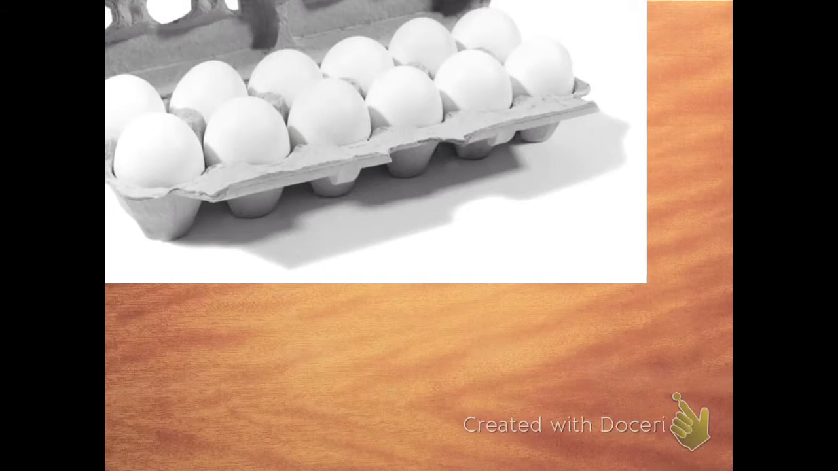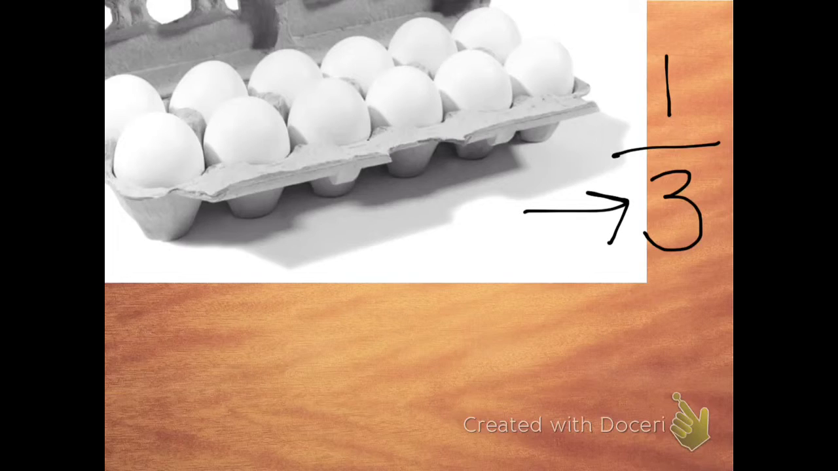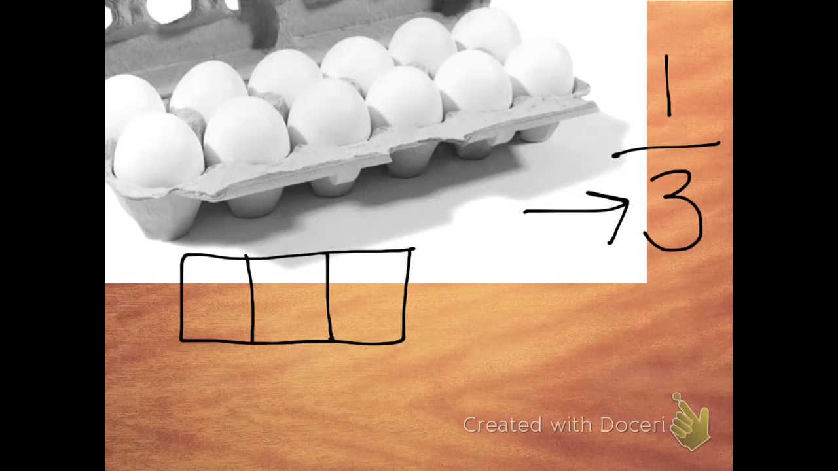Let's go back to those eggs. Let's pretend that I was making some brownies and I used 1/3 of the eggs. So I need to figure out how many eggs I made. Well, I look at the denominator and I see that I need a shape with 3 parts because I'm dividing them up into 3 parts. So I'm just going to draw me a shape with 3 parts.